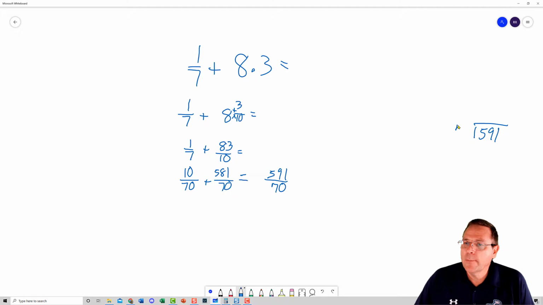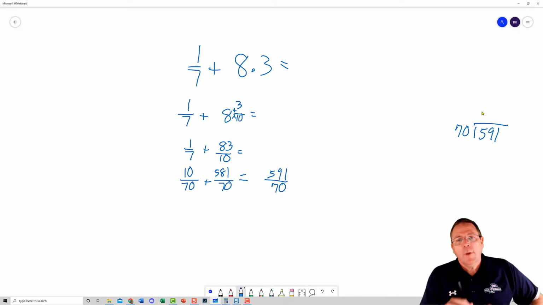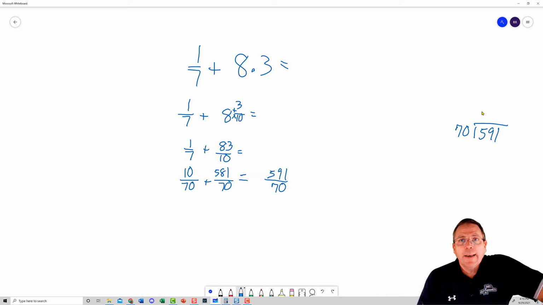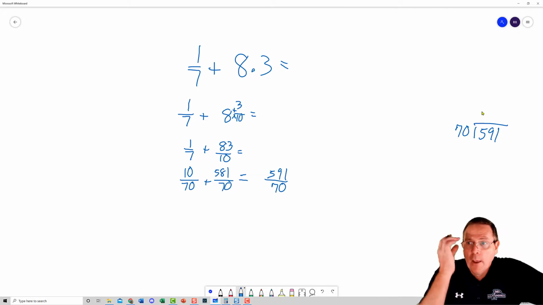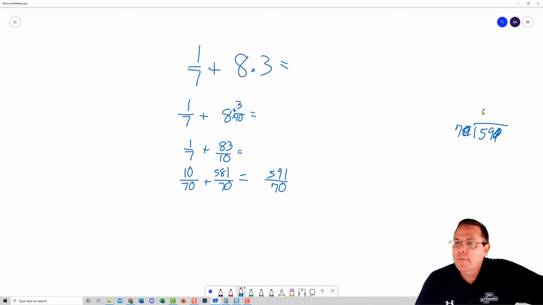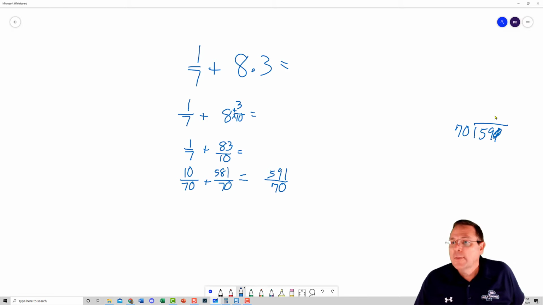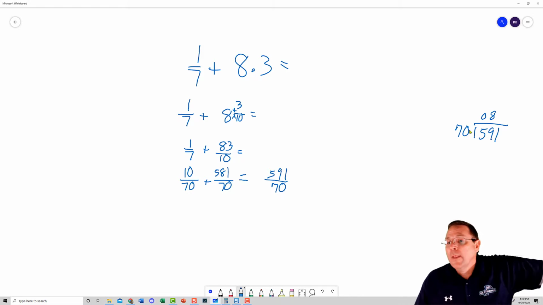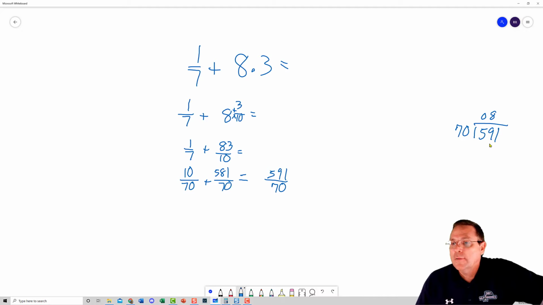So I'm going to come off to the side, 591 divided by 70. And if you remember when I've talked to you before about dividing big numbers, what I suggested you do is in your head, scratch out the last digit and say how many times does 7 go into 5? That'll be 0. How many times does 7 go into 59? That's going to end up being 8, which is 56. So the 8 is going to be my starting number right here.